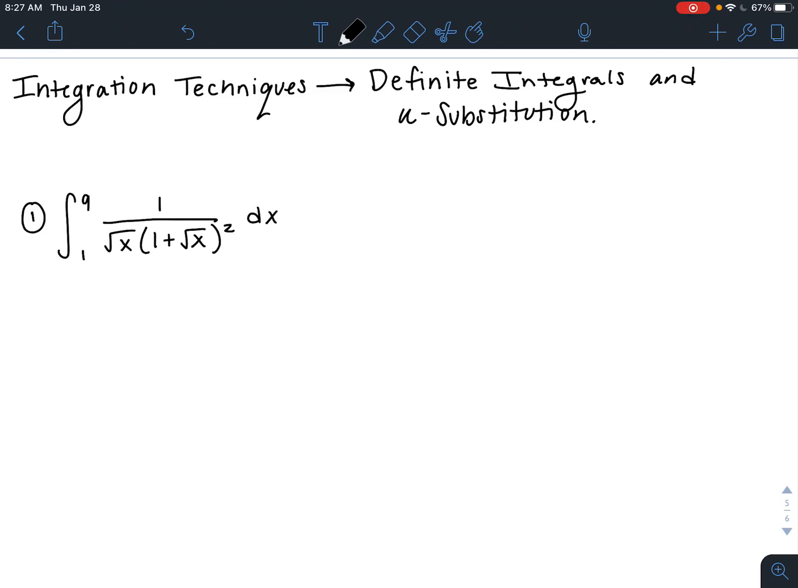So u-substitution can be used as an integration technique, whether it's with an indefinite or with a definite integral. And it's actually super nice to use with definite integrals because it usually makes the math way easier. So we're just going to do two examples to show how to do this.